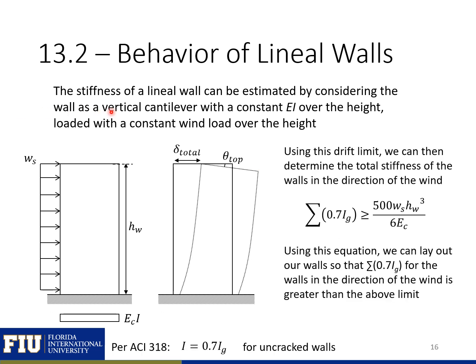Using this drift limit, we can then determine the total stiffness of the walls in the direction of the wind. So we can take the summation of all of the wall stiffnesses. Here I'm assuming that all of our walls are uncracked, and make sure that that stiffness is greater than this value here, which is derived based on the two equations that we had on the previous slide. So we can then lay out our walls in each direction. So we'll need to design for wind in both directions, and make sure that we have enough stiffness to limit the deformations.